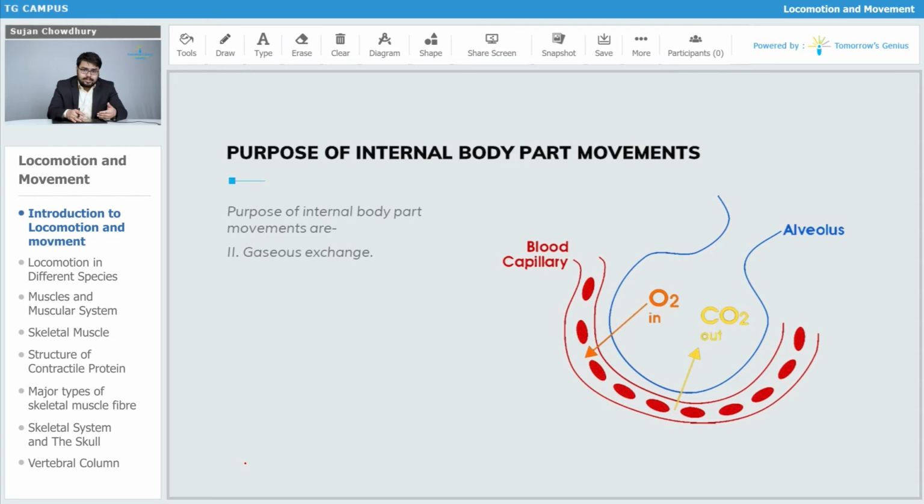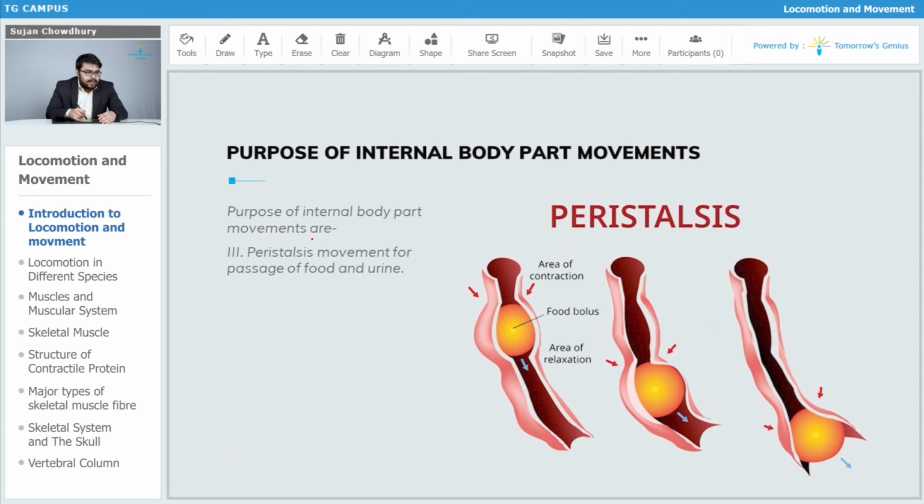The diaphragm goes down and the thoracic cavity tries to come upwards in order to increase the thoracic volume for expansion of the lungs. Peristalsis, that is movement for passage of food and urine.